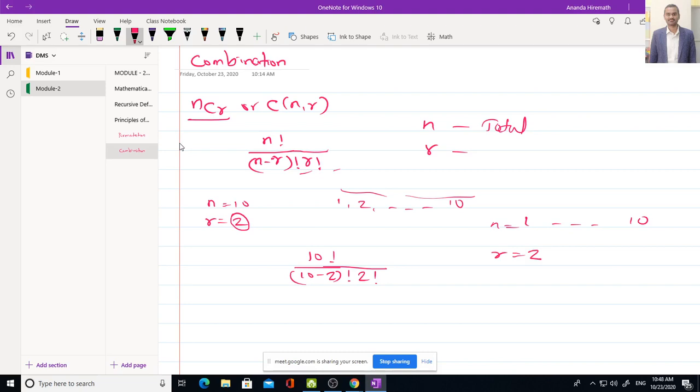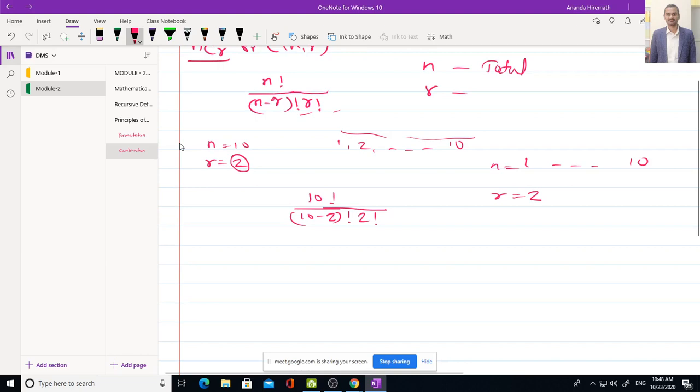Okay, and some standard results we need to remember. Can someone tell me what is C of n comma n? We have n objects and we want to choose all n objects in a group. So how many ways will there be to do this? One. Yes, only one, because if I have 10 shirts and I want to choose 10 shirts in my group, how many such groups can be made? Only one. I can select all 10 at a time, so it is 1.